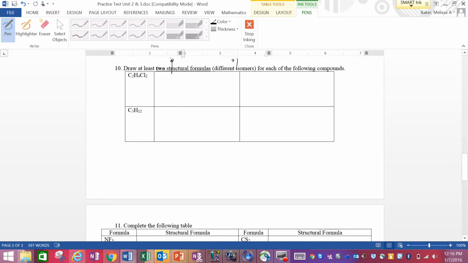Number 10, we're supposed to draw 2 isomers for these. So let's see. C2, I'm going to put the chlorines on different carbons in one of my drawings. Okay, these are where my hydrogens are. You would want to definitely draw those in. Okay, and then I'm going to do one where I put 2 chlorines on the exact same carbon. That is a different shape. And then my hydrogens would go there.